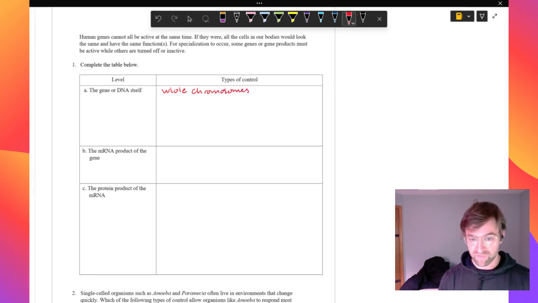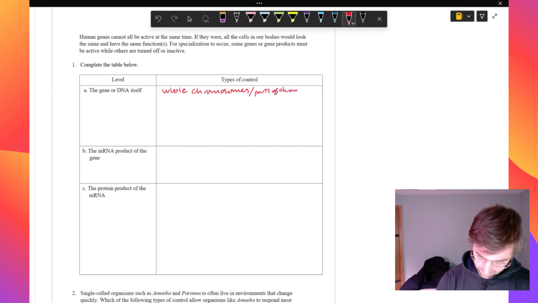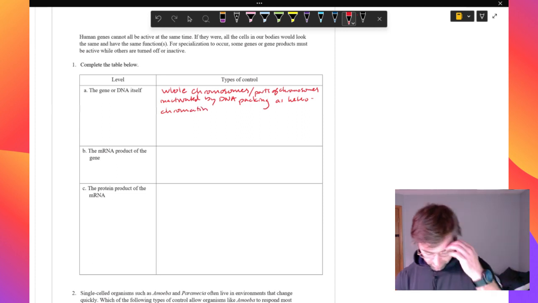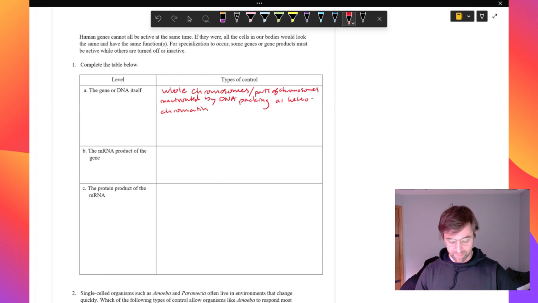Whole chromosomes or parts of chromosomes can be inactivated by DNA packing as heterochromatin. Hetero, one word, chromatin. So it's in the word prefix hetero, many, chromatin, chromosomes.